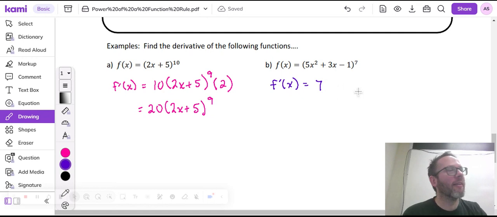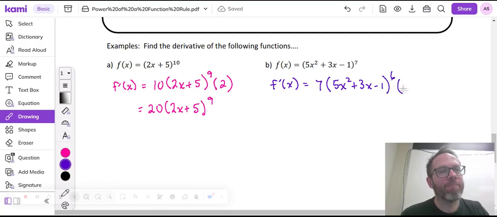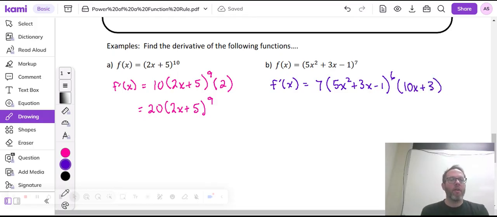All right, keep going. 5x squared plus 3x minus 1, leave the inside, to the power of 6. Yes. Times 10x plus 3. Perfect. Excellent. Yeah, that's very good. And this is basically nice and factored. There's nothing else that I would do here. The derivative is fully simplified.